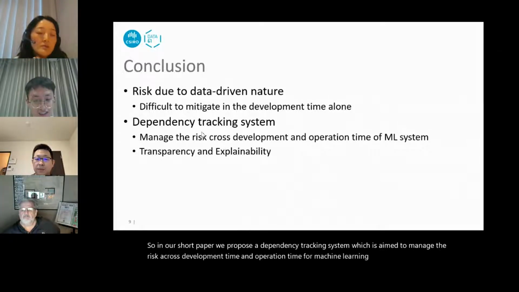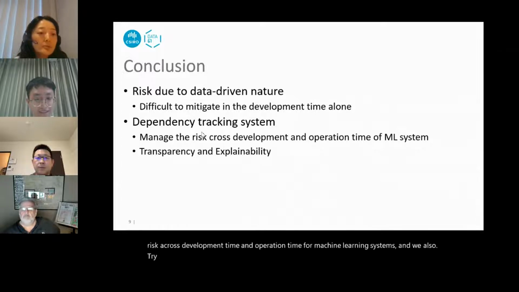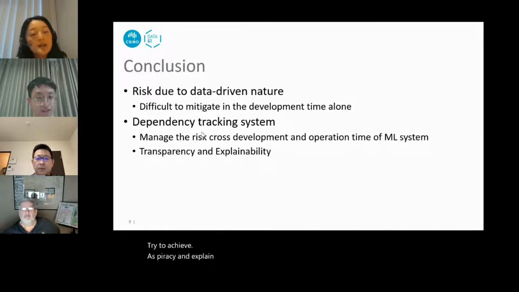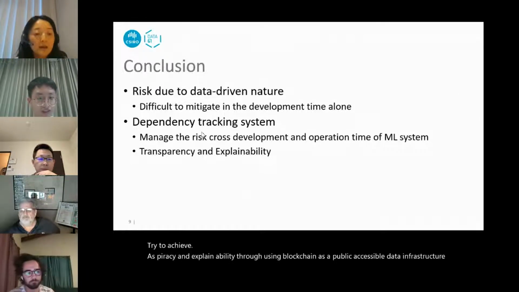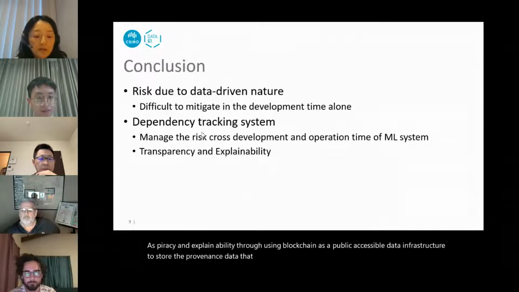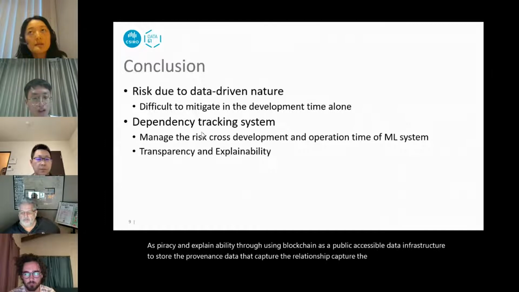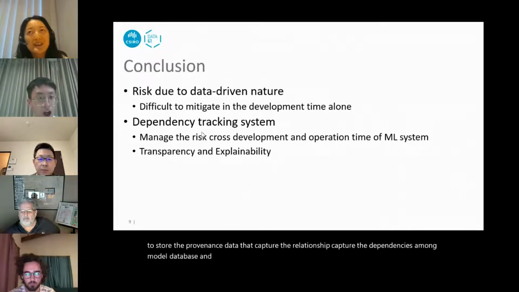And we also try to achieve transparency and explainability through using a blockchain as a publicly accessible data infrastructure to store the provenance data that capture the dependencies among models, datasets, and the provenance and the predictions.